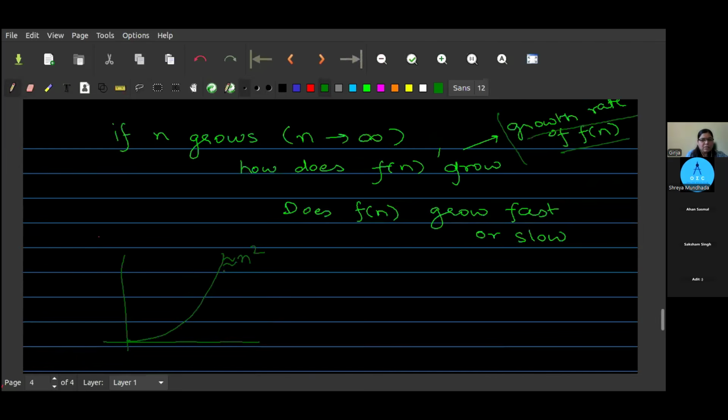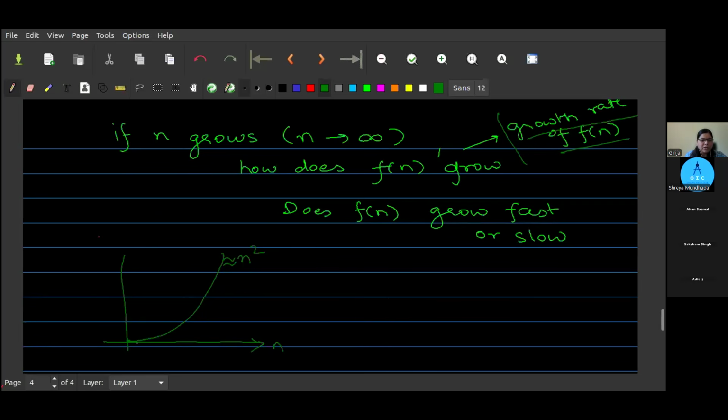I'm assuming only positive n because input size is going to be positive. You will not have negative n in this context. What will happen if you multiply this by 2 or half or some constant? The entire curve will be scaled. Entirely, it will be shifted, but the growth rate will not change.